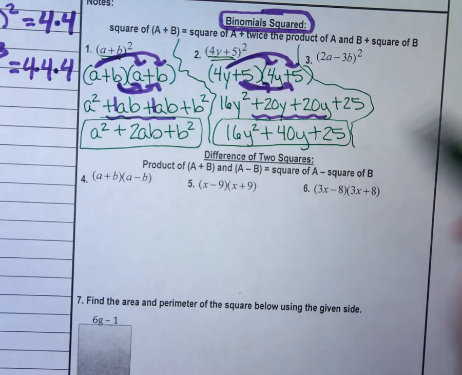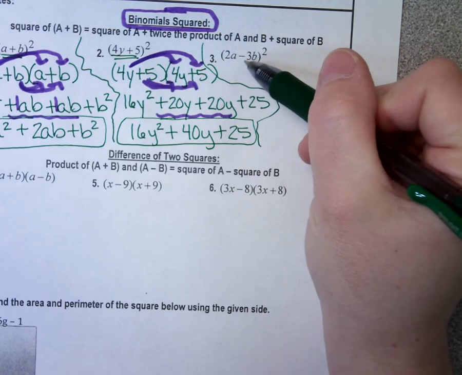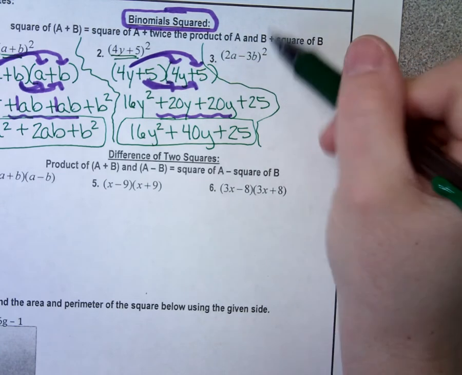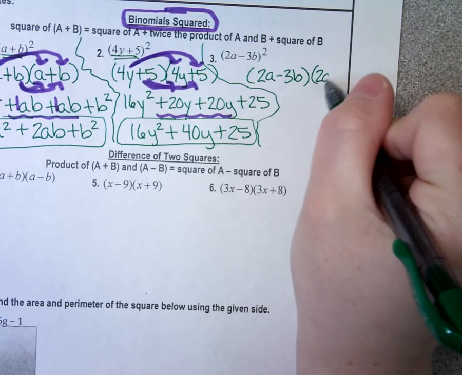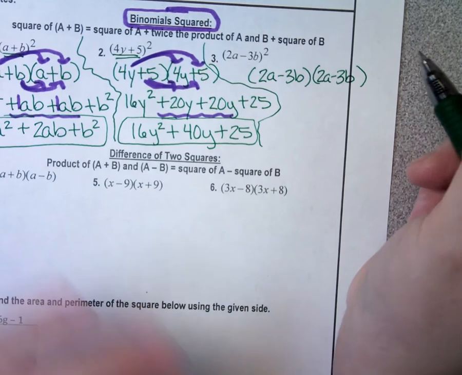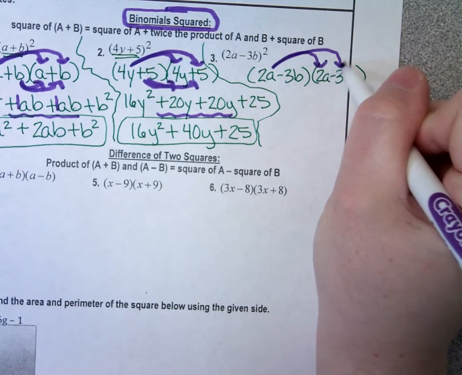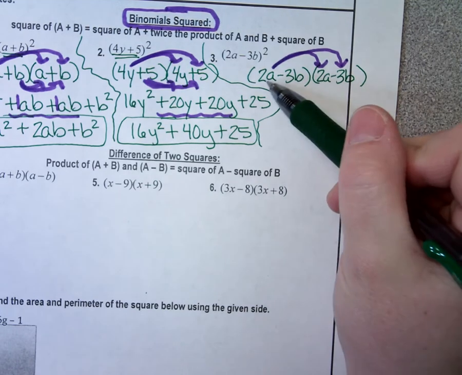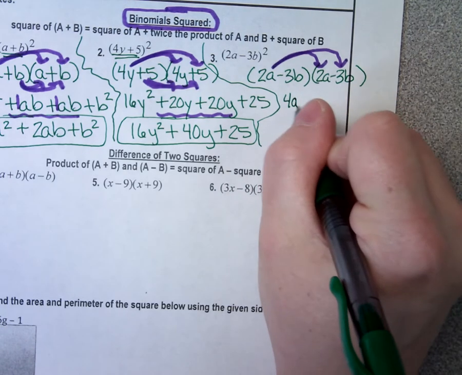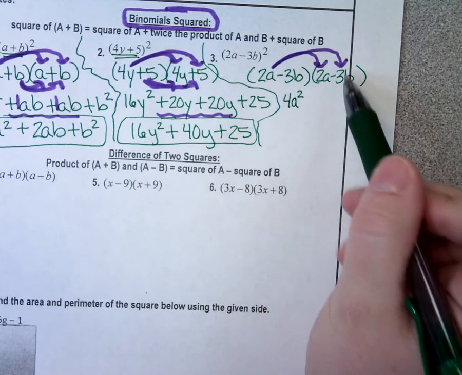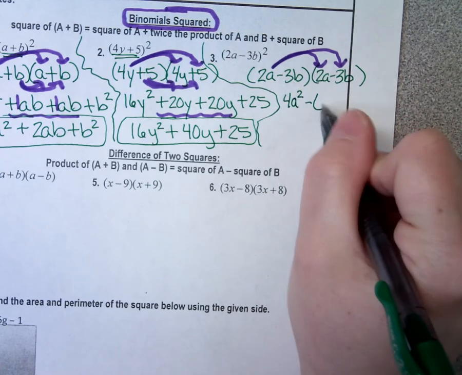Okay, one more of these. So I'm going to multiply 2a minus 3b times itself 2 times total. So 2a minus 3b times 2a minus 3b. Okay, here I go with my double distributing. First I'm going to distribute the 2a with both things in the second set of parentheses. So 2a times 2a makes 4a squared. 2a times negative 3b, how much is that? A negative 6ab.